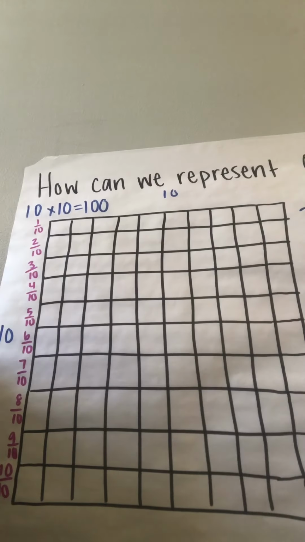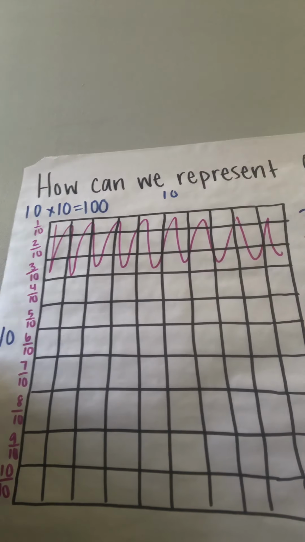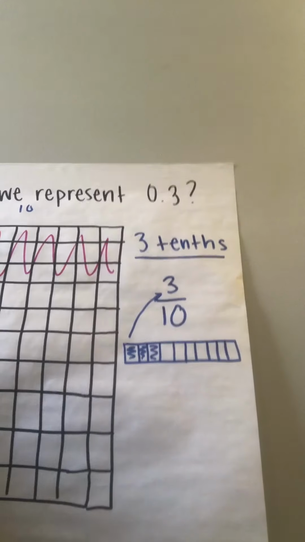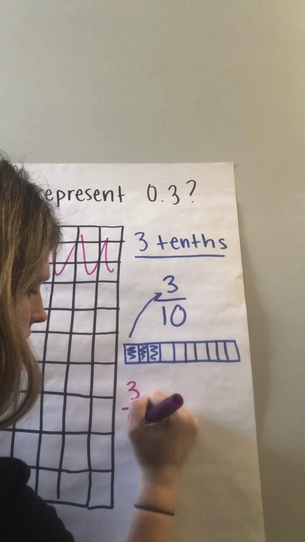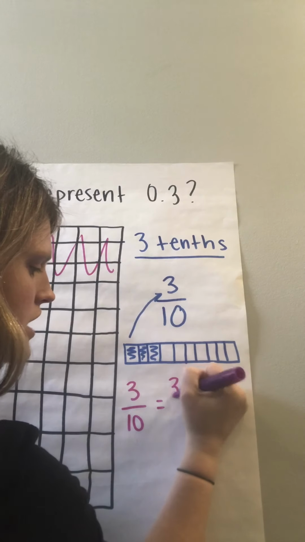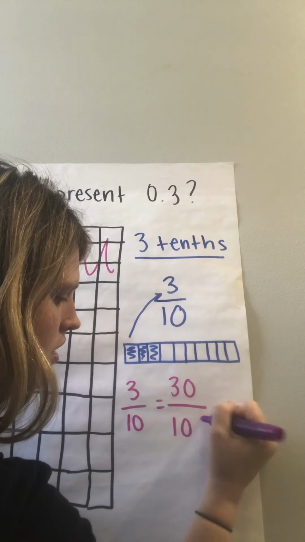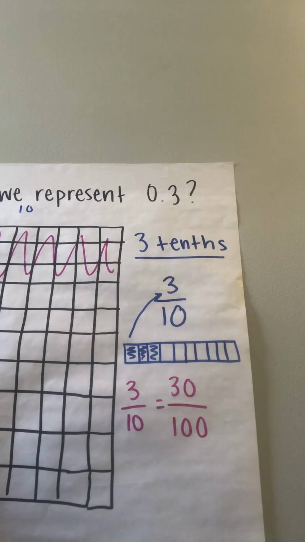So I'm already starting to make a prediction that 3/10 would be equal to 30 squares. So I'm going to go ahead and shade that in. So I'm starting to think that 3/10 is equal to 30, and then the whole would be 100. So 30/100ths.